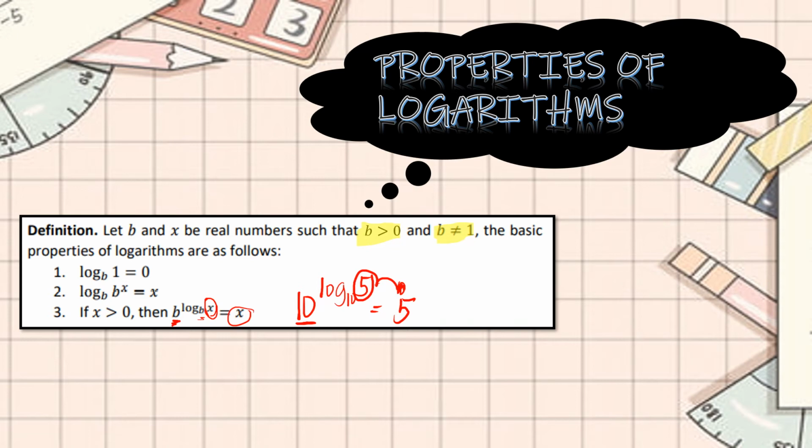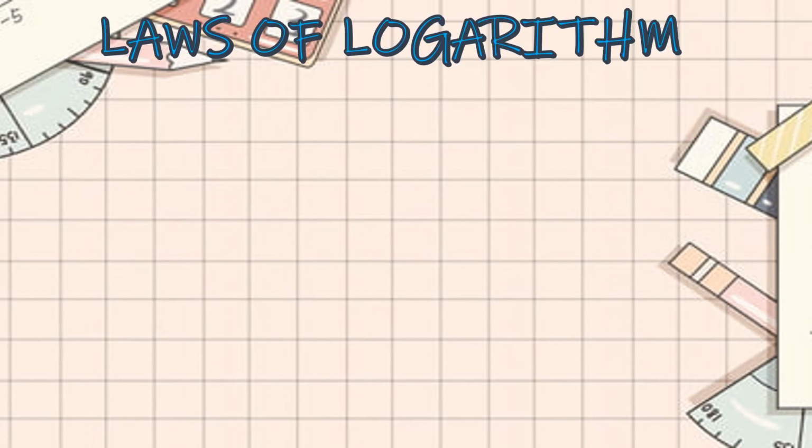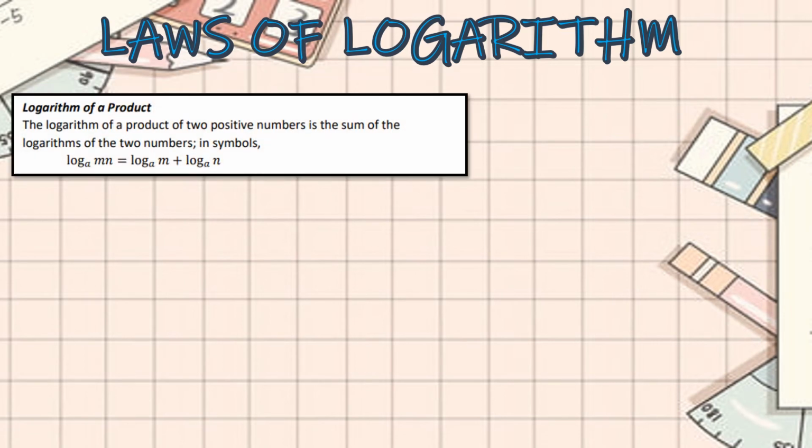Okay, so next. Okay, so laws of logarithms. So, first is the logarithm of a product. The logarithm of a product of two positive numbers is the sum of the logarithms of the two numbers. So, yung two numbers na tinutukoy dito based sa ating symbol ay m tsaka si n.